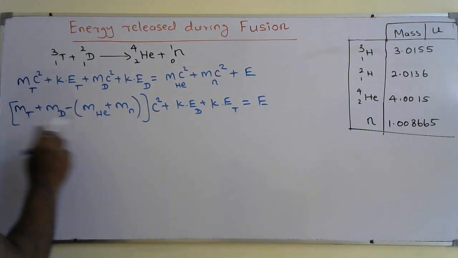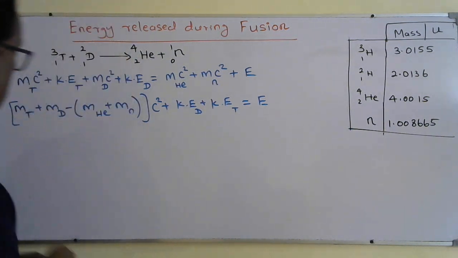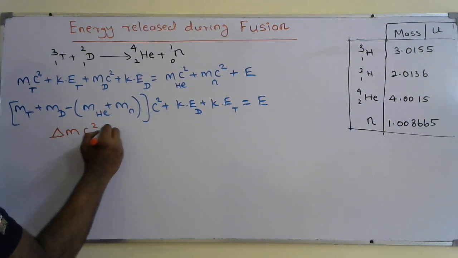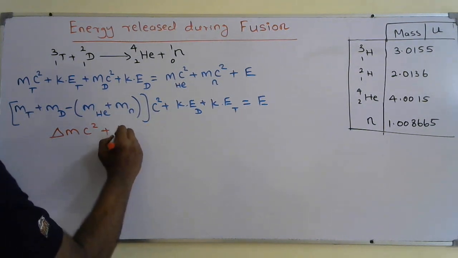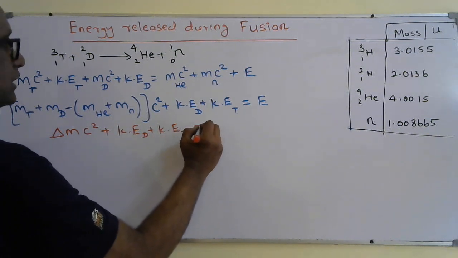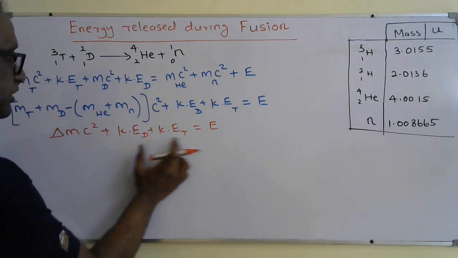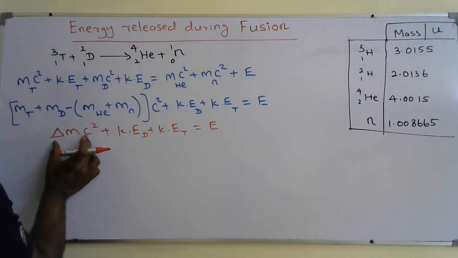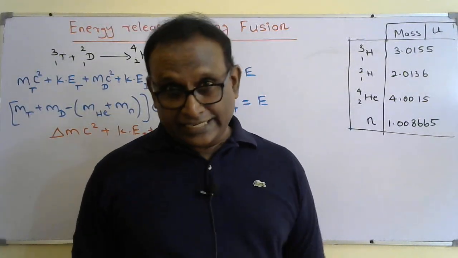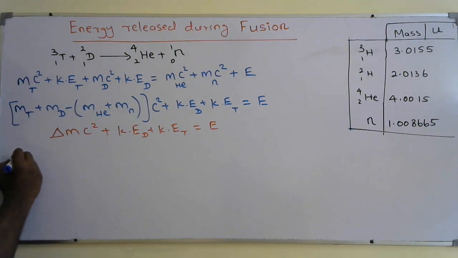We'll substitute and first find this one, which I can call delta M. So delta M times C squared plus kinetic energy of deuterium plus kinetic energy of tritium equals E, the total energy release. Do we need to include the kinetic energy terms with this one to find the total energy release? We'll see, and after that I can give the conclusion whether we need to include them or not. First, we'll find delta M.